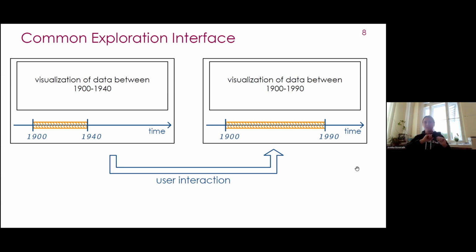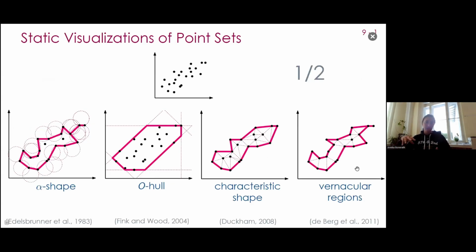So what is the visualization of data between 1900 and 1940 and for the second time window? And also there, we can use existing techniques of visualization of point sets, because for each time window, we now only have a point set instead of an event set. And there exist a lot of different techniques to visualize point sets.